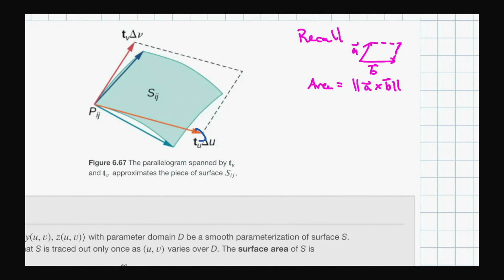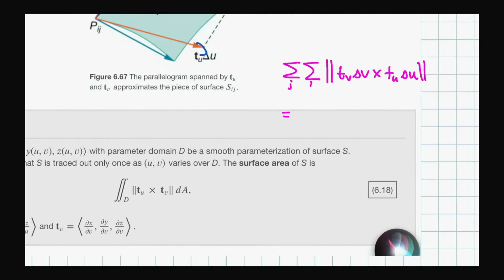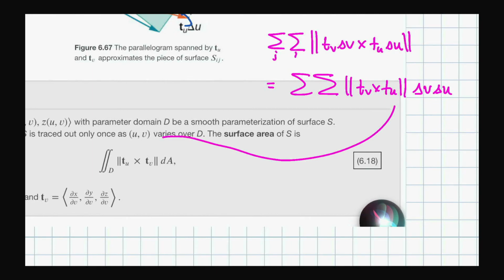So then they have the sum over i and j of the magnitude of T_v delta V cross T_u delta U, which is the magnitude of T_v cross T_u times delta V delta U. And then they turn that into an integral. And when you turn it into an integral, the deltas turn into d's.